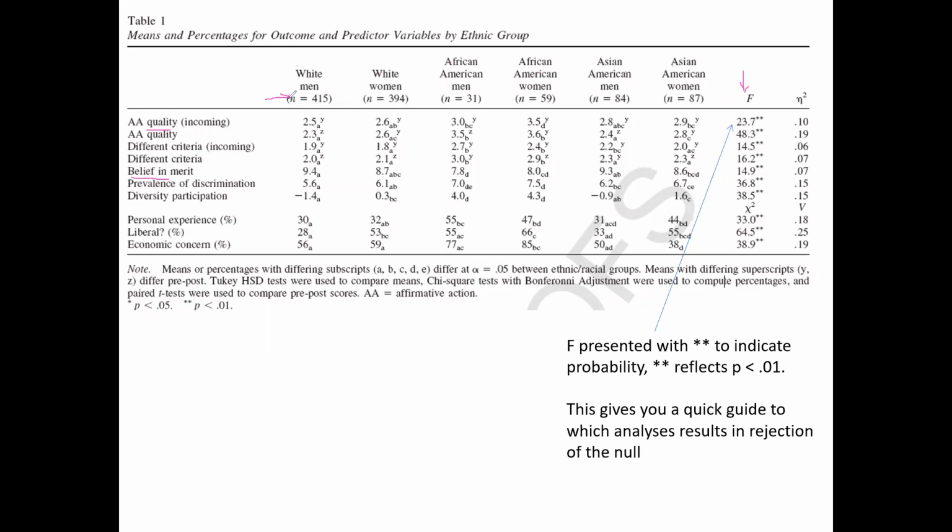It tells you how many people are in each group, and it tells you the different means. These subscripts tell you that means with the same subscript are not significantly different. So you can see this 3.5: quality of affirmative action is highest in African-American women. It's 3.5, and there's a D. There's no D in any of the other subscripts here. So this means this is significantly higher than all these other groups. It also tells you partial eta squared, which is your effect size for your ANOVA.